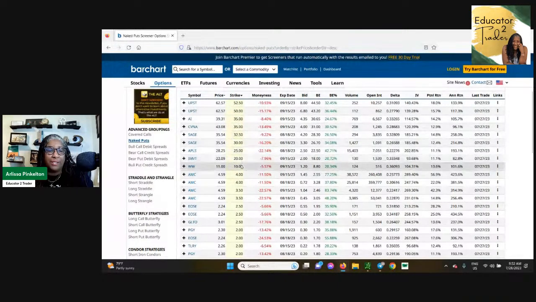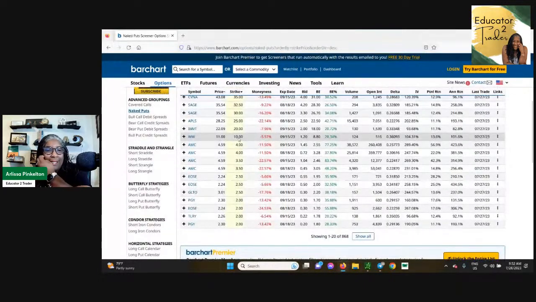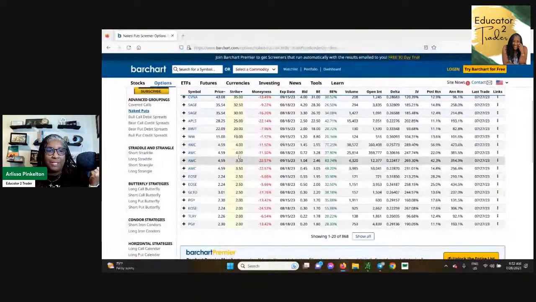I usually look for the ones that are in the less than a 10 strike, or even down to the 4 and 500s. So now you see that AMC is here for selling cash secured puts against. They got decent premiums. EOSE is on the list. GLT, I'm not sure who they are. PGY, Tilray, and PGY again.